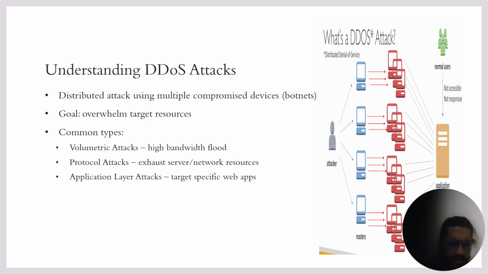Volumetric attacks flood the network with a huge amount of data, consuming bandwidth, and protocol attacks exploit weaknesses in network protocols, overwhelming services or a firewall. And the application layer attack looks like normal user traffic but overloads the application itself, for example, by repeatedly sending requests. AWS provides multiple layers of protection for all these types of attack.